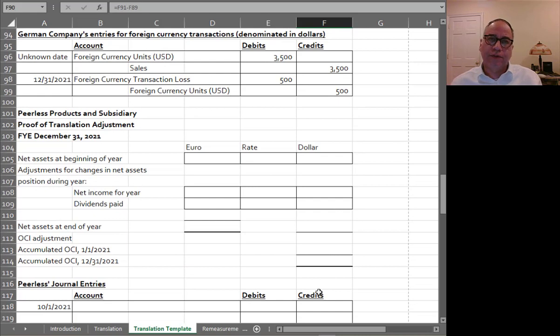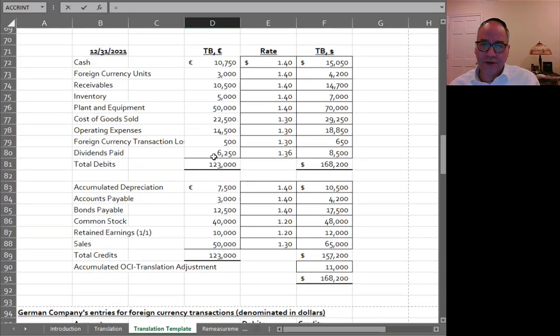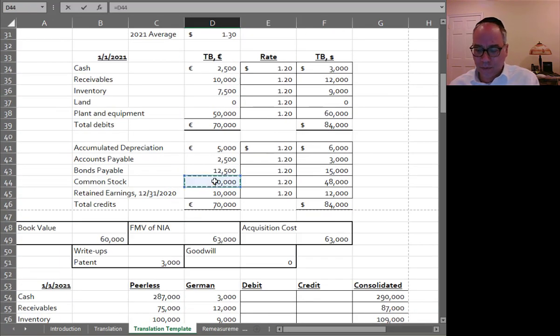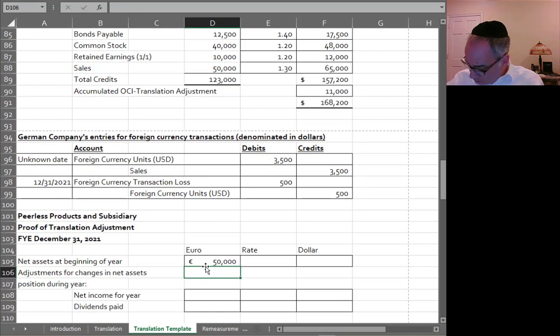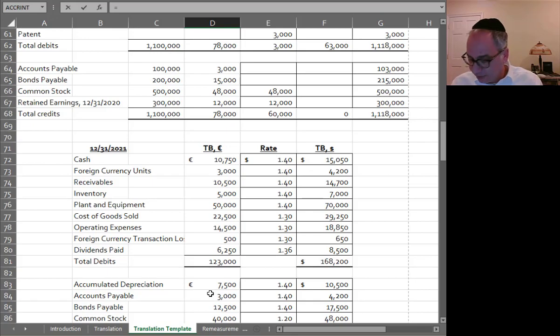So we have a proof of adjustment here. The purpose of this proof of adjustment is to check your work to see if there might have been a mistake. Basically, you would take the net assets at the beginning of the year, which happen to have a euro value of 40 plus 10. And then you add in the net income, which should increase the amount of net assets.